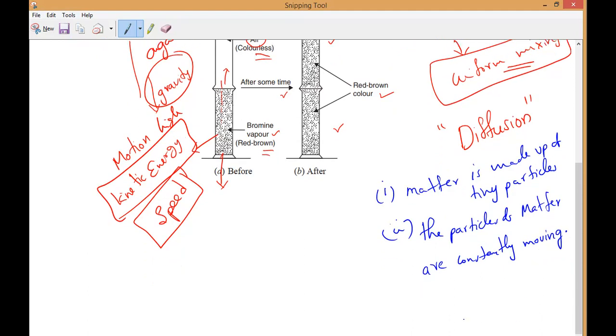So these are the two experiments we can make as evidence for particles in matter. One is dissolving a solid in a liquid, and the second one is mixing of two gases. Is it yes or no, guys? Now we can take the third experiment. Even yesterday I told you, that is Brownian motion.